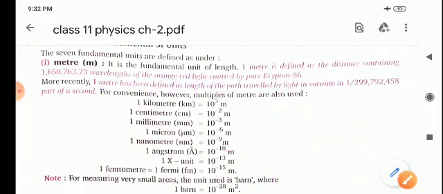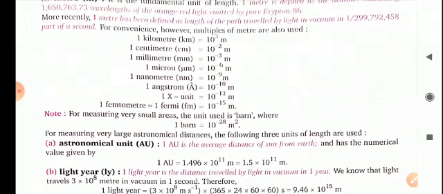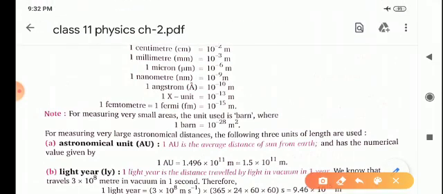Next, the smaller forms of the meter: 1 millimeter, 1 micron, 1 nanometer is 10 power minus 9 meter, 1 angstrom is 10 power minus 10 meter. This is a very important part of the meter.